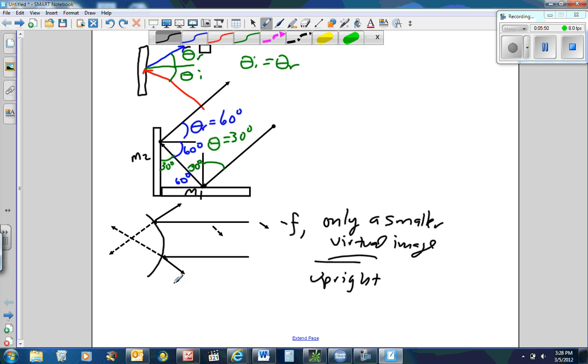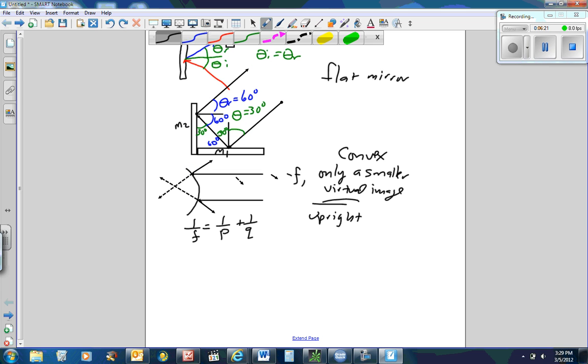And so if we know the focal distance, we can use the lens maker's equation, 1 over f equals 1 over p plus 1 over q, to find either object or image distance or focal length, depending on what we have. So that's the convex mirror. This is flat mirrors.